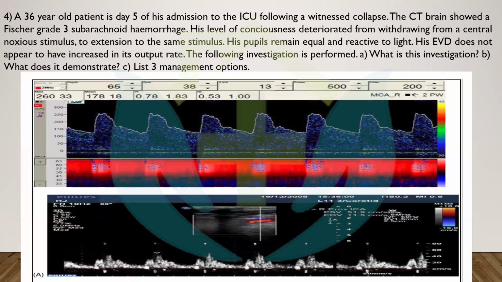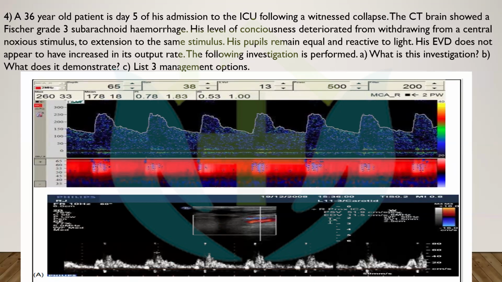A 36-year-old patient, day 5 of admission to the ICU following a witnessed collapse. The Fisher grade is 3 SAH. The level of consciousness deteriorated from withdrawing from a central noxious stimulus to extension to the same stimulus. Pupils remain reactive to light. The EVD does not appear to have increased output rate. The following investigation is performed. What is this investigation? What does it demonstrate? List 3 management options.